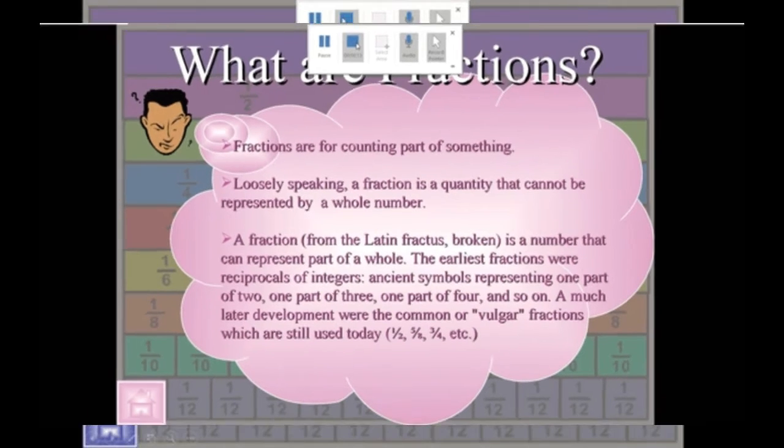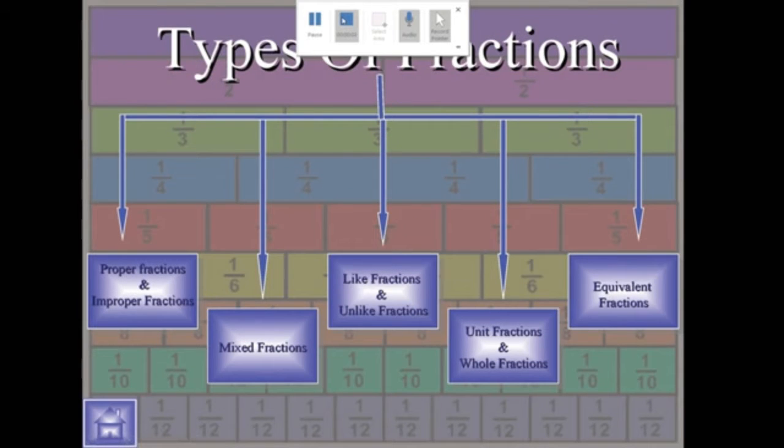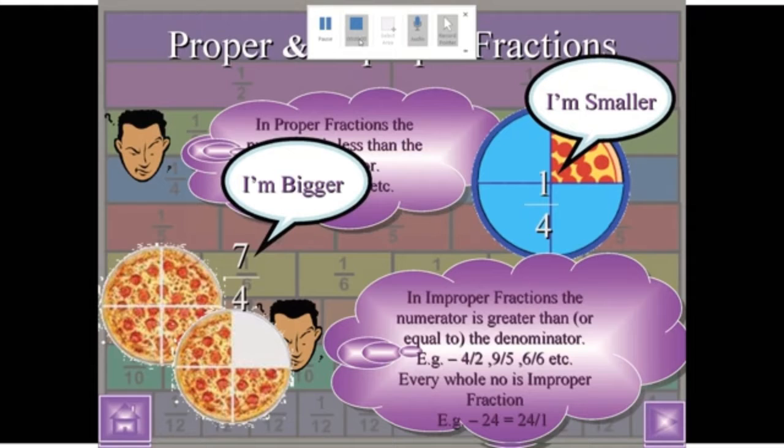Types of fractions: proper fraction and improper fraction, mixed fraction, like fraction and unlike fraction, unit fraction and whole fraction, equivalent fraction. First, proper and improper fraction. In a proper fraction, the numerator is always less than the denominator. In an improper fraction, the numerator is greater than the denominator. Every whole number is an improper fraction.